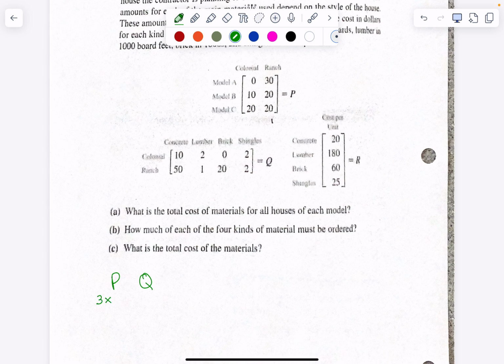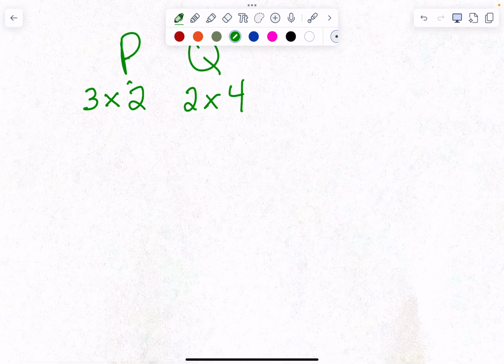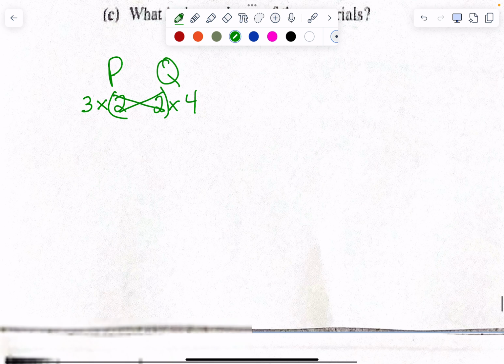2 by 2, 3 by 2. 3 by 2: 3 rows, 2 columns, okay? Q is a 2 by 4, okay? Can we multiply those together? The middles cancel out, and it will end up being a 3 by 4.